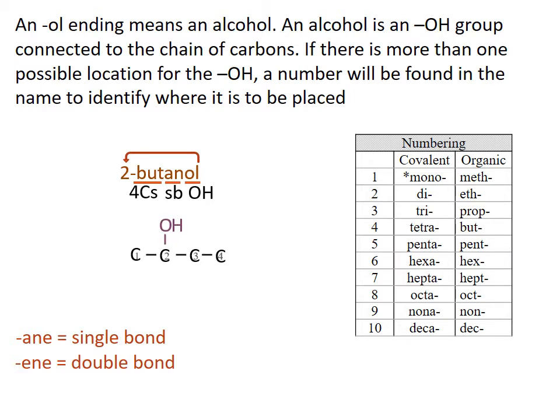Now I add hydrogens to make sure that each carbon is making 4 bonds. So I add 3 hydrogens to the first carbon, 1 hydrogen to the second carbon, 2 hydrogens to the third carbon, and 3 hydrogens to the fourth carbon.